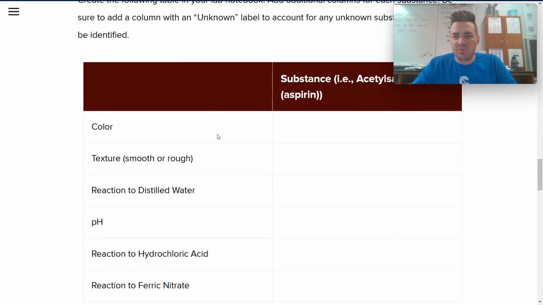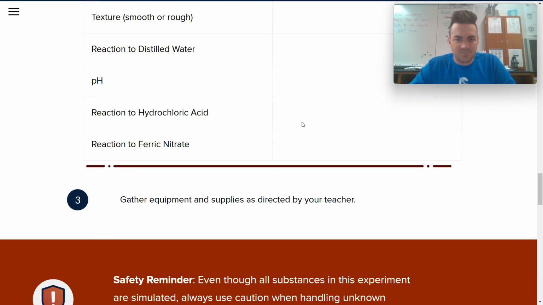So you're going to be setting up your lab notebook. You're going to be putting together a table. You're going to have these rows in your table, and then a new column for each of these substances. So each of the four substances will have its own column. We're going to be recording results, observations, etc. in your lab journal. This should be a pretty decent-sized table in your lab journal.